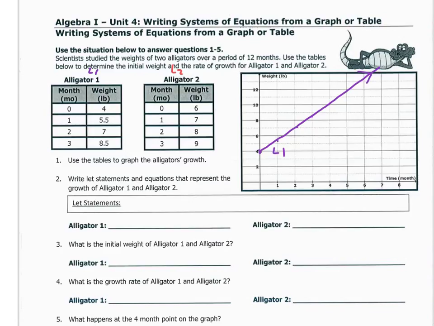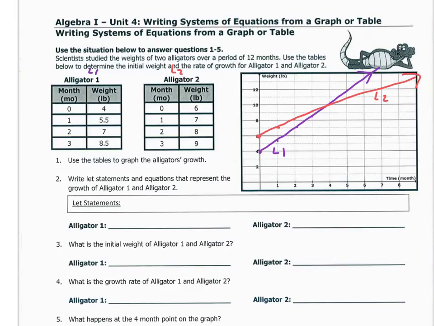And then for alligator 2, we've got our ordered pairs over here. So we start with (0, 6), and then (1, 7), (2, 8), (3, 9), and then now let's go ahead and connect those dots to make our line. And we'll call that my L2 so I can see which one goes with which.